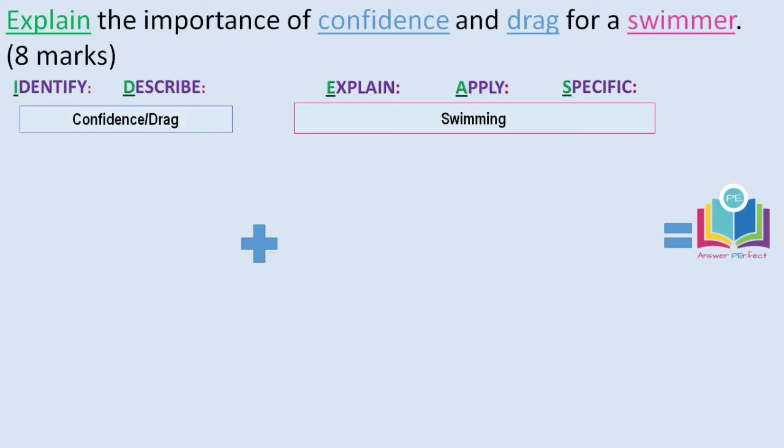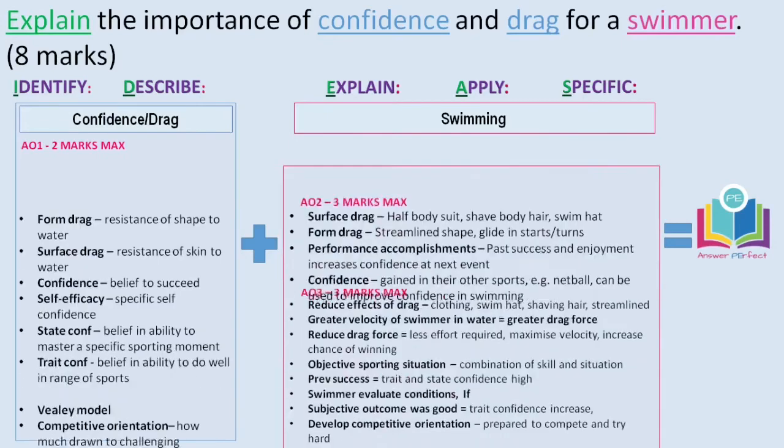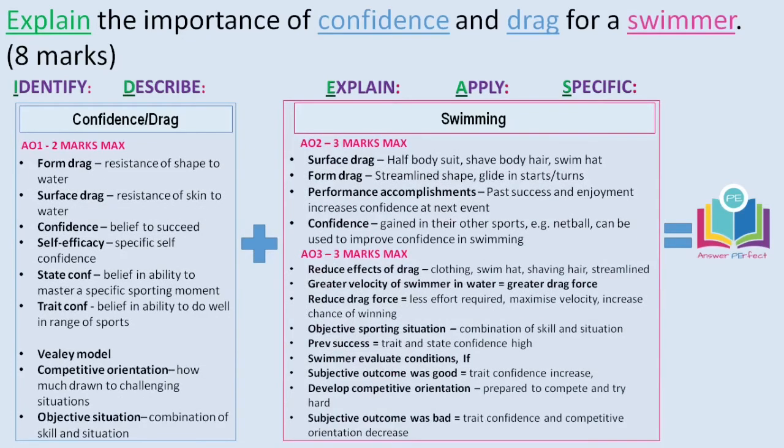So the first thing we need to do is identify and describe. So AO1 is the knowledge part of the answer, and this is worth 2 marks maximum of the 8. But it's 25% of your question, okay, and all you have to do is write down everything you know about confidence and drag in terms of key terms, so main points. Ignore that red box, there might be a lot of information, but we'll come to that in a minute. So we've got all our key terms here, and I've tried to make the key terms very specific to the topic area, focus area being swimmer.